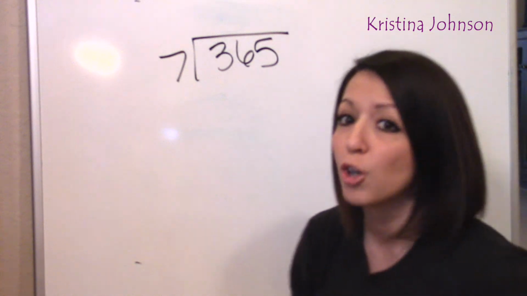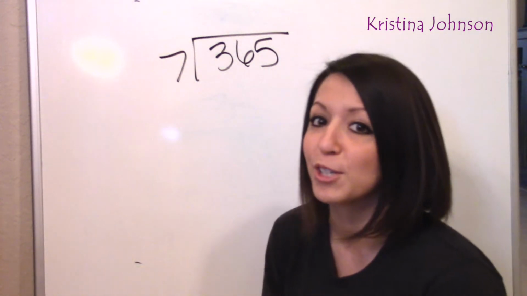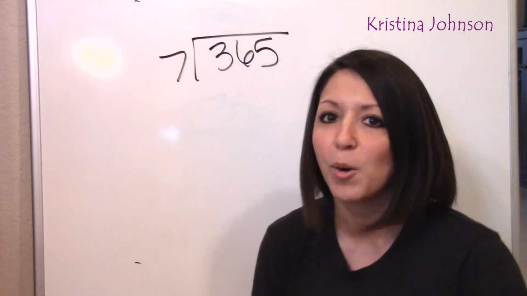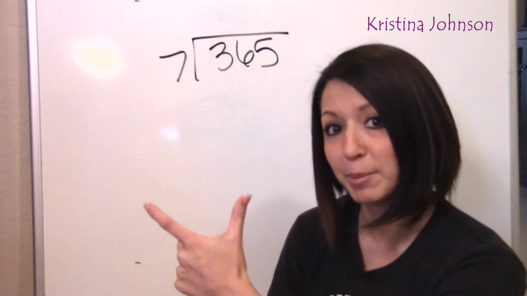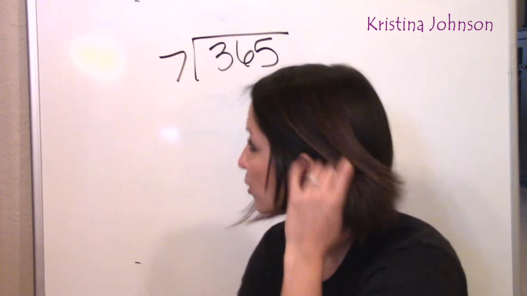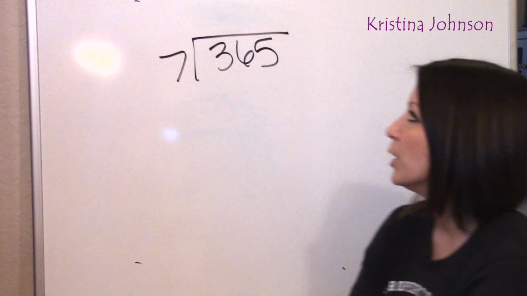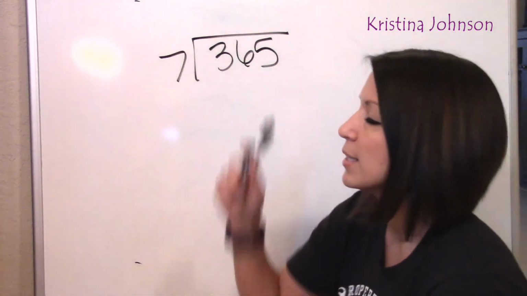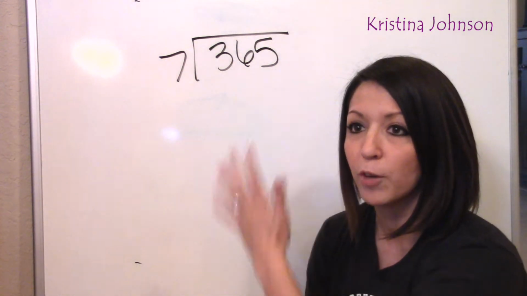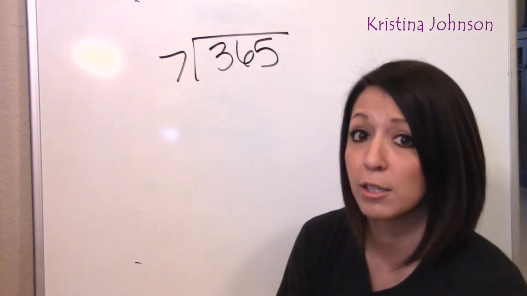So I'm going to show you an example. I'm going to use the long division algorithm to kind of hit home what I'm talking about, the difference between doing math and understanding math. So let's do this real quick. I'm going to use the problem 365 divided by 7. I'll tell you right now, this is a perfectly acceptable problem in the state of Texas for 4th grade.